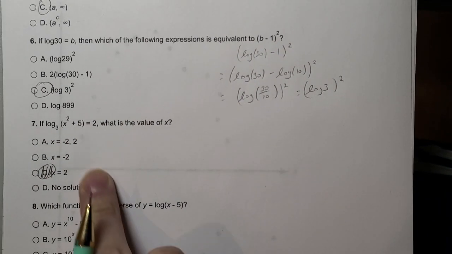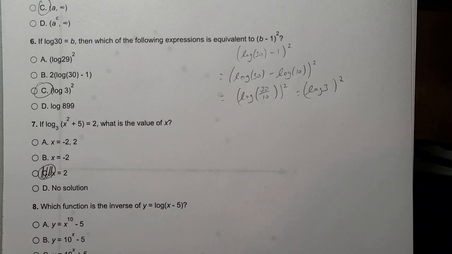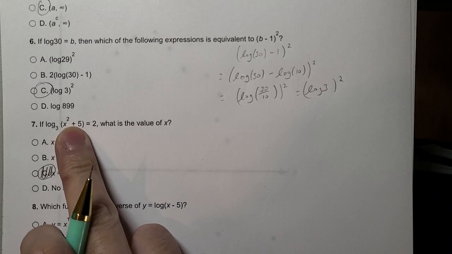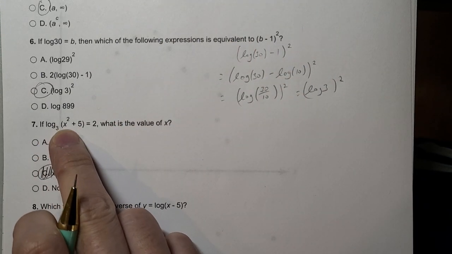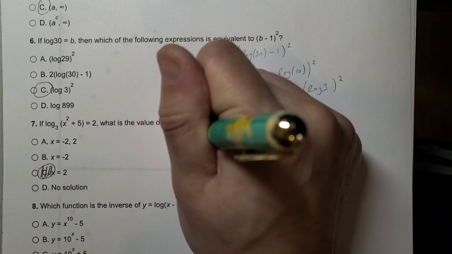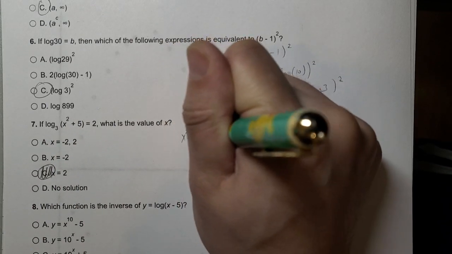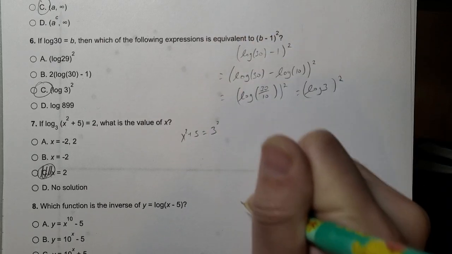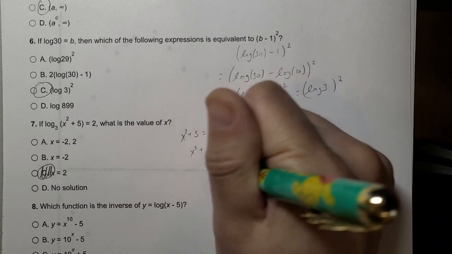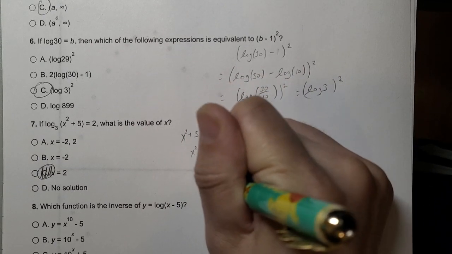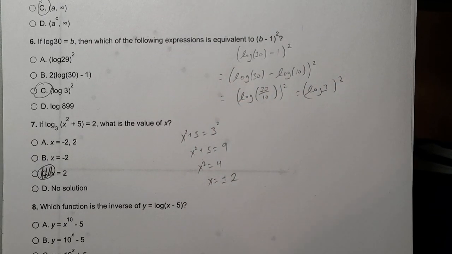This one says log base 3 of (x squared plus 5) is 2. Then what is the value of x? So how do we solve this? Well, we have to exponentiate both sides. So 3 to the log base 3 of x squared plus 5 would just give us x squared plus 5, which is equal to 3 to the second power. So x squared plus 5 is equal to 9. Solve for x squared is 4, x is plus or minus 2.